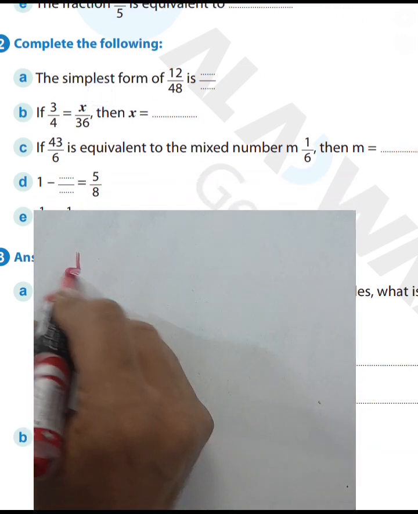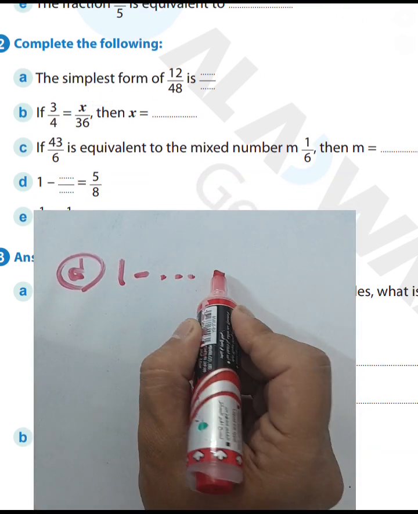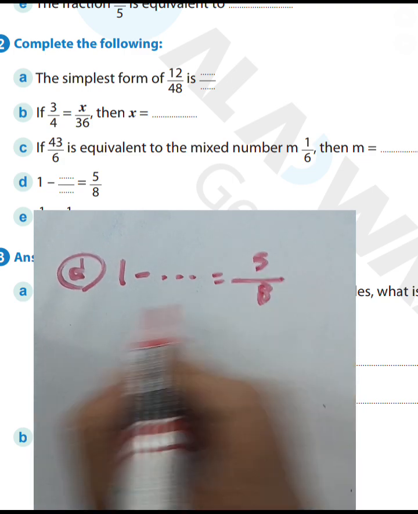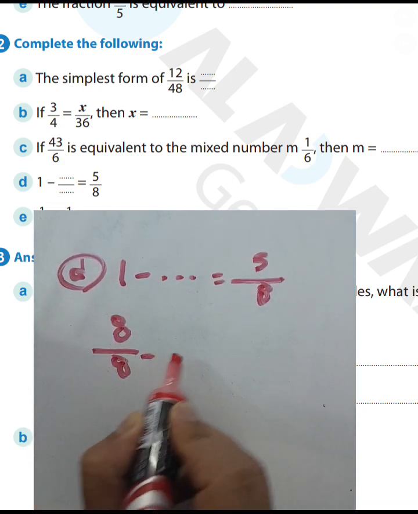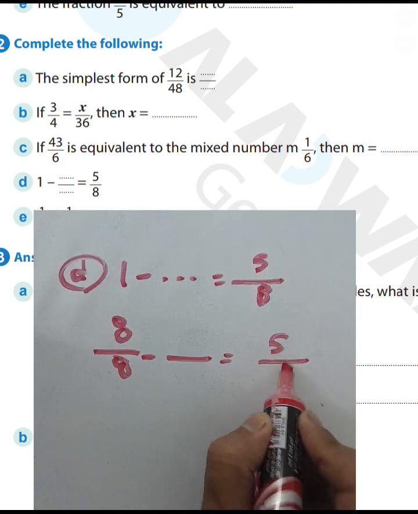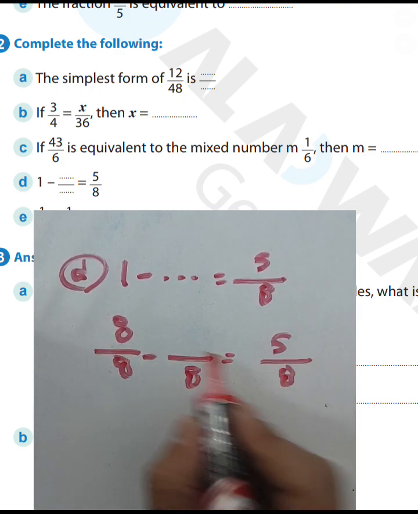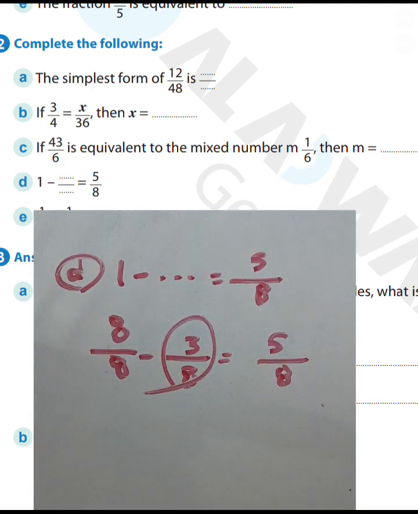Question letter D. 1 subtract by space equal 5 over 8. We know 1 equals 8 over 8. Subtract by what? Equal 5 over 8. We can write 8 in the numerator. 8 minus 5 equals 3. Then you must write 3 over 8.